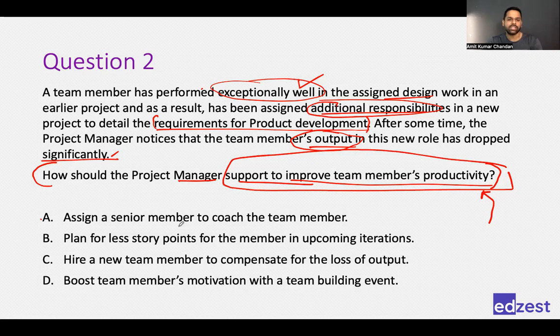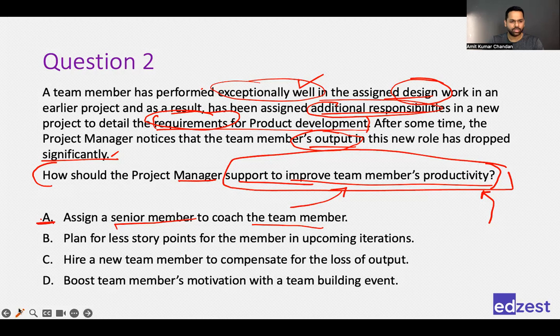Right? Assign a senior member to coach the team member. Will this help? Probably. There's a person who has done well in design work. Now they are required to do the requirements work. Probably it is something new that they are working on. And maybe assigning a senior member could support in improving the team members' productivity. So this is one thing that is helping us, right?